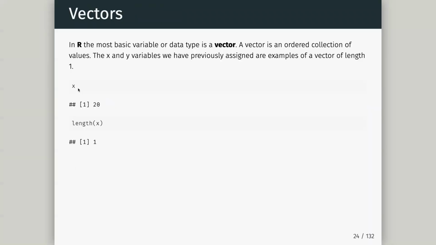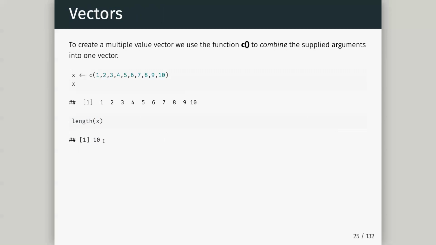And they are, in fact, just vectors of length 1. So they hold the value 20. And I can now apply another function, length. I give it my newly created vector, and it tells me the length, how many elements, how big that collection is. And here it's telling me it's length 1, which we can see, it's just got one value.